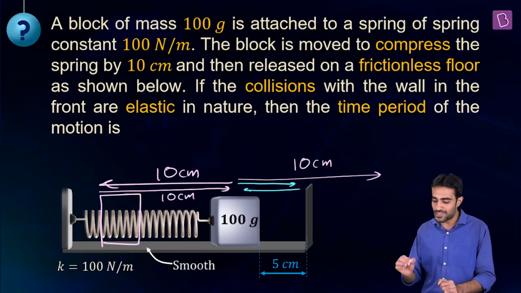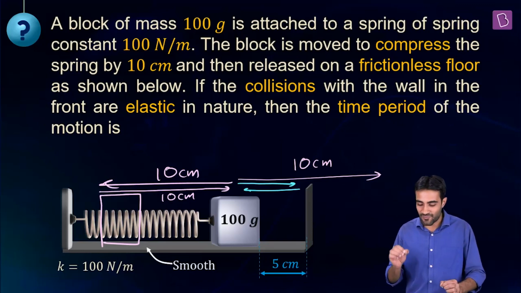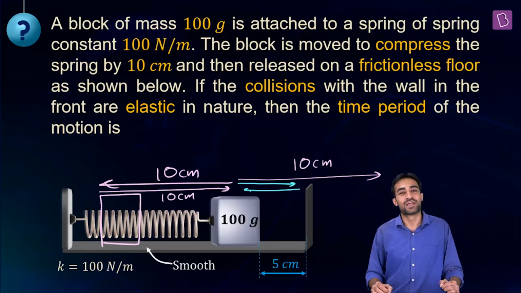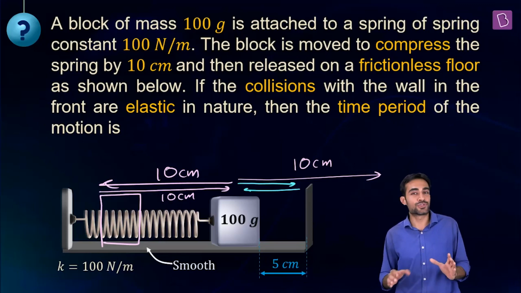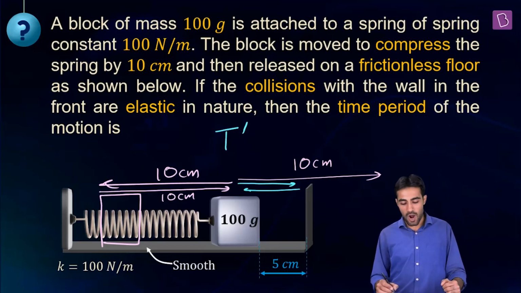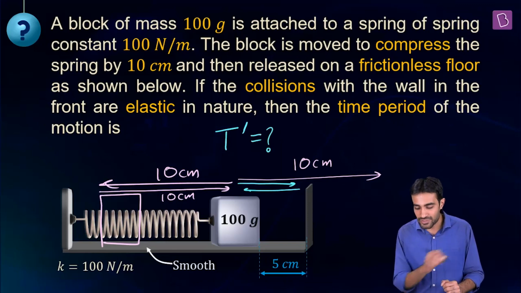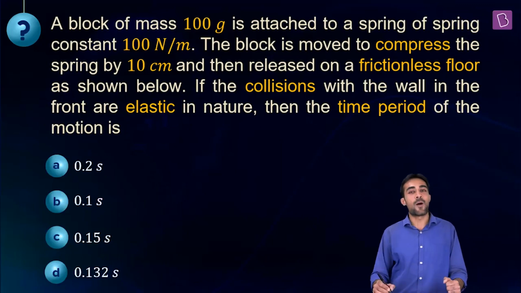The question says, if the collisions with the wall in the front are elastic in nature, then find the time period of motion. So what is the time period of this motion? This is a short motion, so it will have a short time period. Let's call the time period T dash. So what is this time period T dash? This is the question. And these are the 4 options.